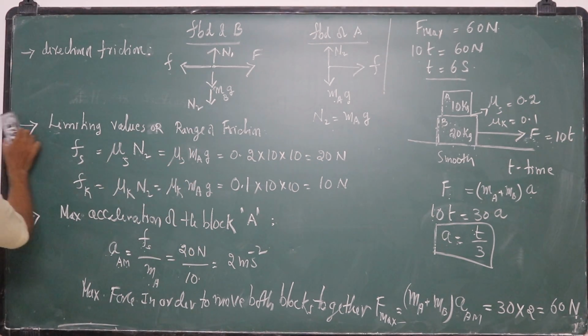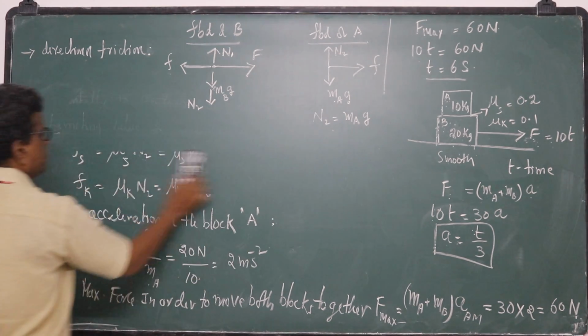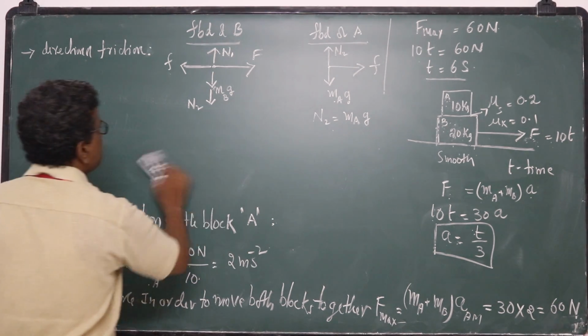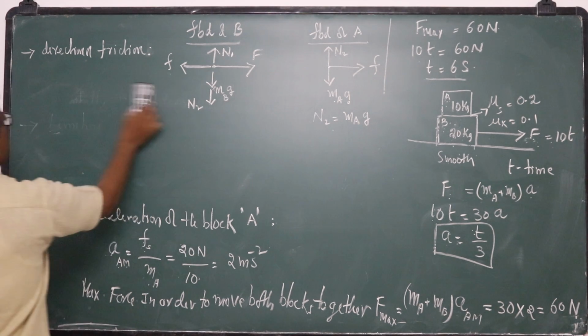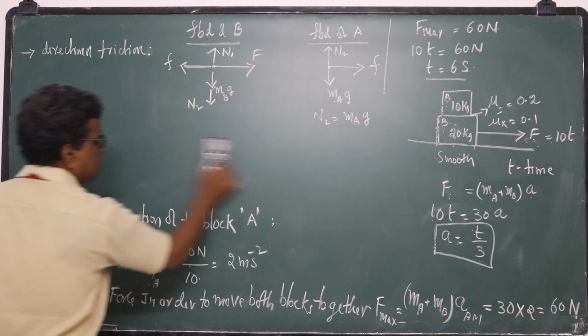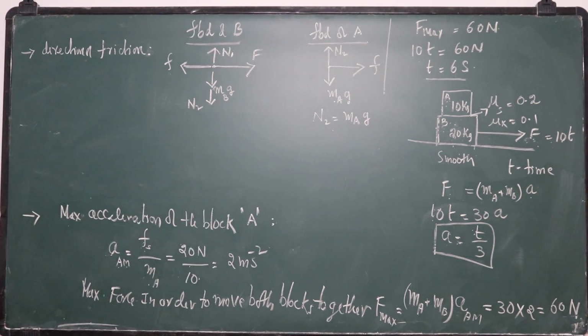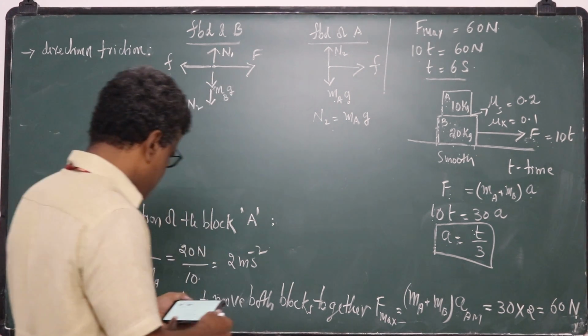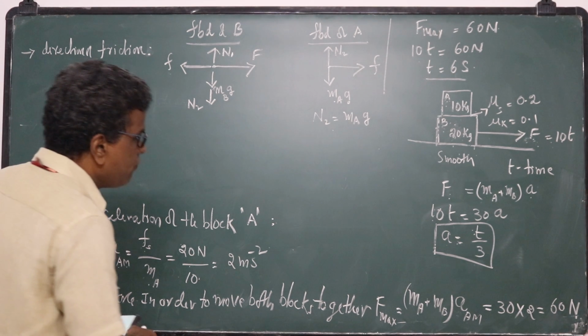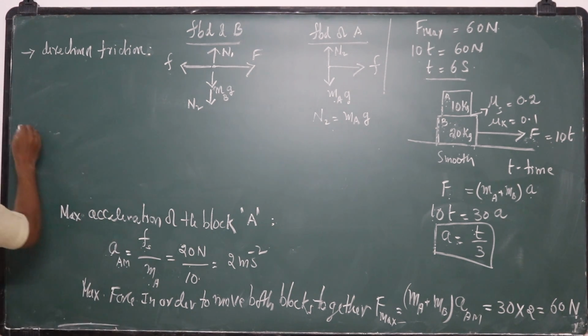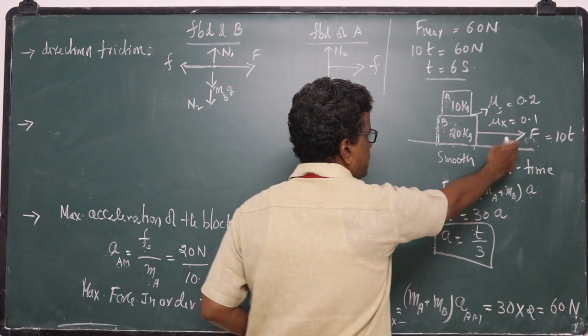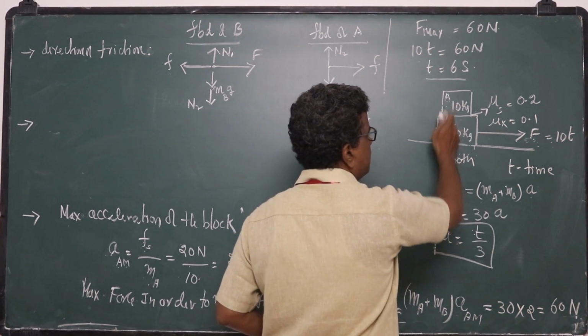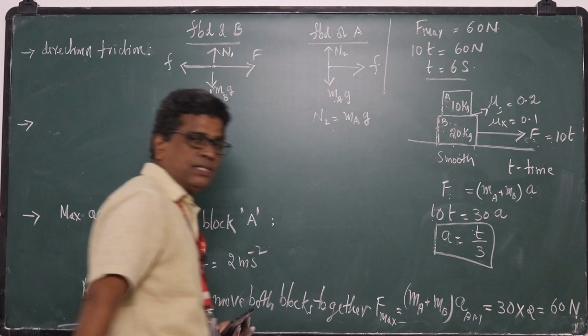What is the maximum value of frictional force at which the block will start slipping? The answer is 60 newtons.